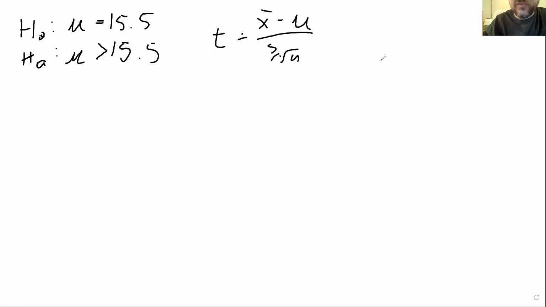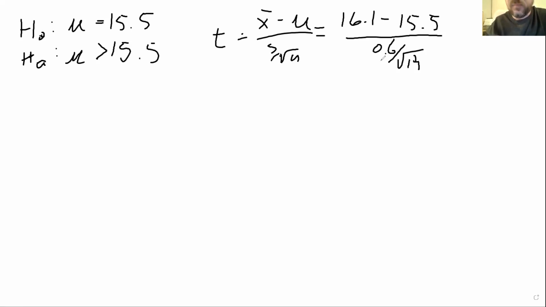Well, we have all those numbers, so this is our x bar was 16.1 minus 15.5 divided by 0.6, which was s, over the square root of 19. Some people mess up and say 18 there. It's not right. It is 19. It's not degrees of freedom. It is the actual sample size there. So we're going to jam that all into our calculator.